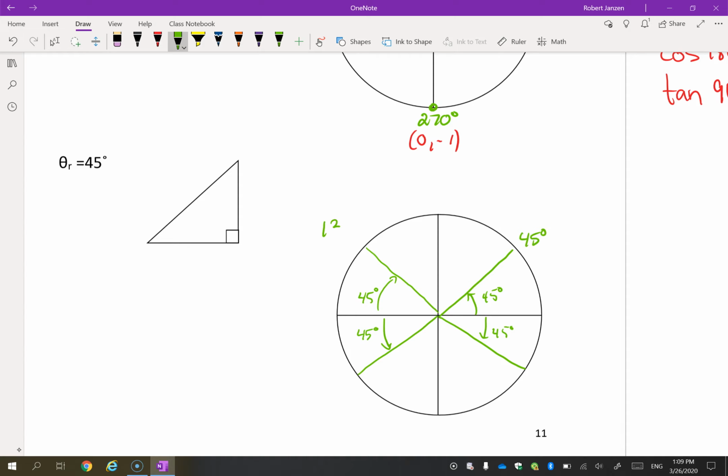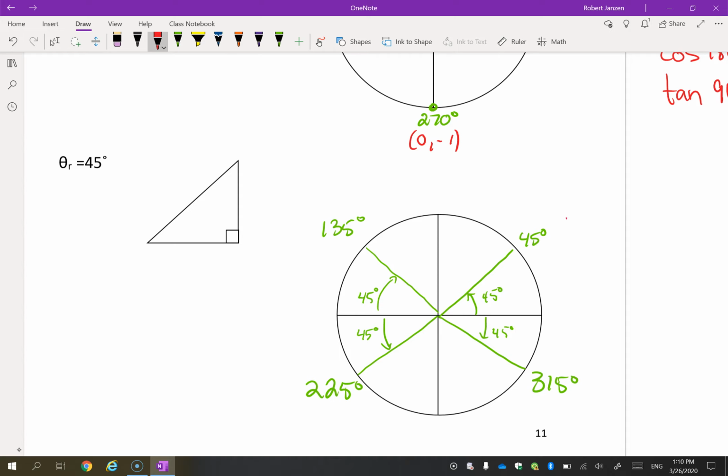45, 135, 225, and 315. In case you're wondering how I got that, it's 360 minus 45. If you're wondering how I got that one, this would be 180 plus 45. So those are the angles.